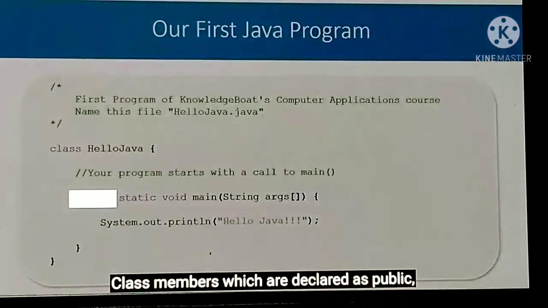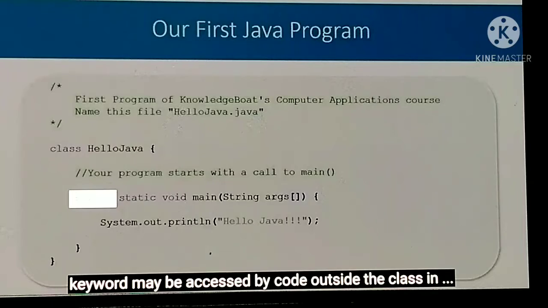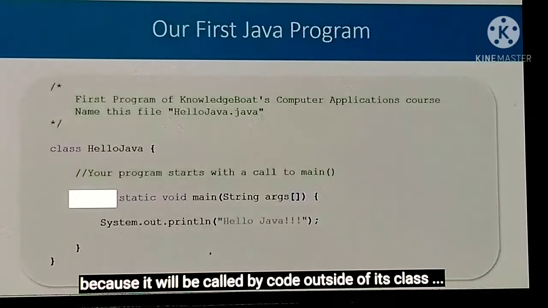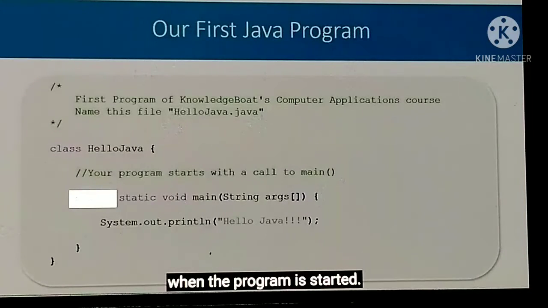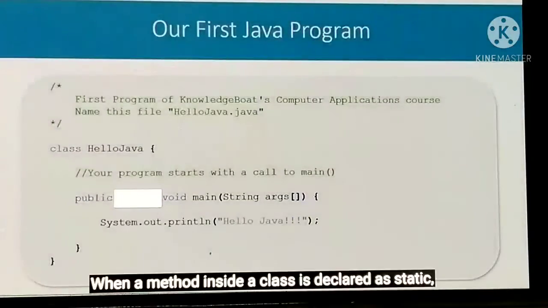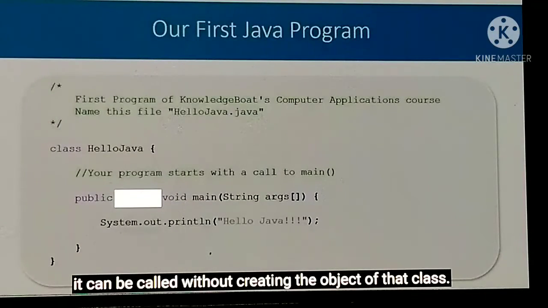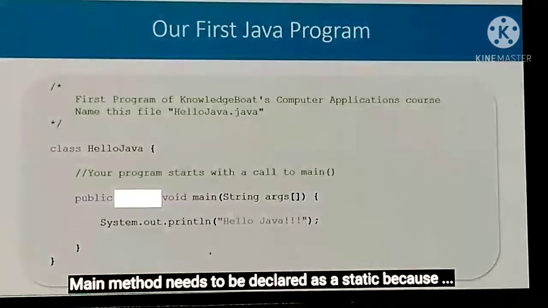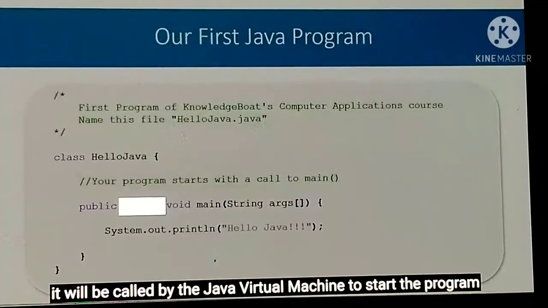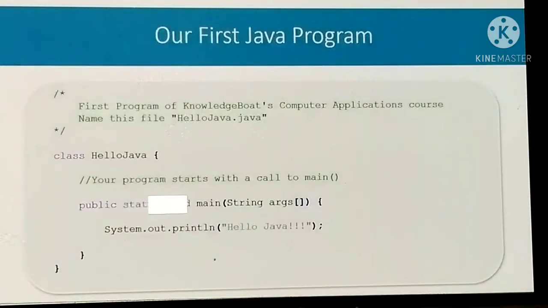Public is the access specifier. Class members which are declared as public can be accessed from anywhere. This is a keyword. The main method needs to be declared as public because it will be called by code outside of its class when the program is started. Next comes the keyword static. When a method inside a class is declared as static, it can be called without creating an object of that class. The main method needs to be declared as static because it will be called by the Java virtual machine even before any object of the class HelloJava can be created.